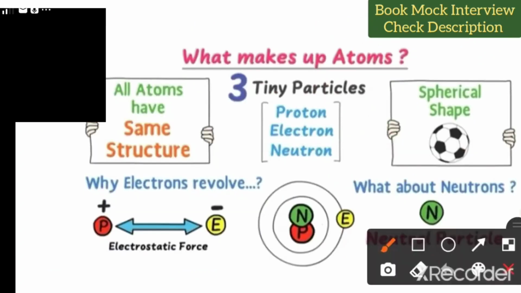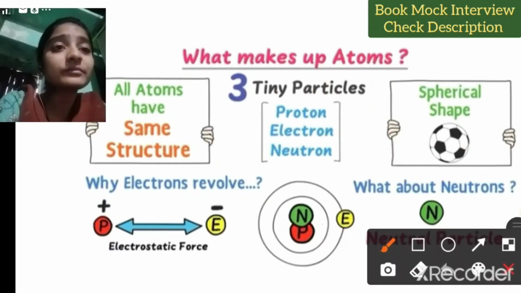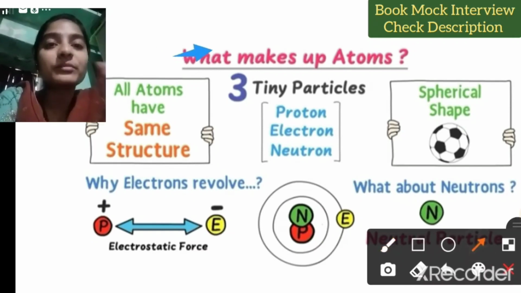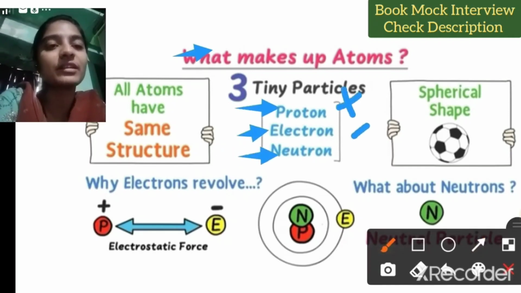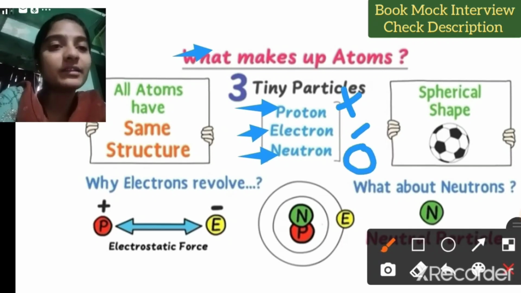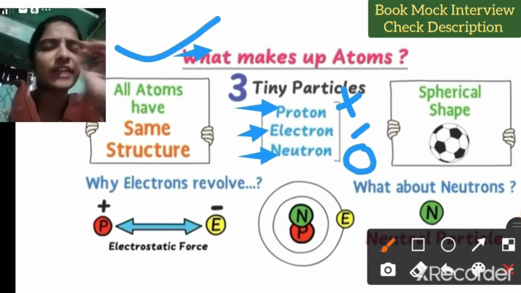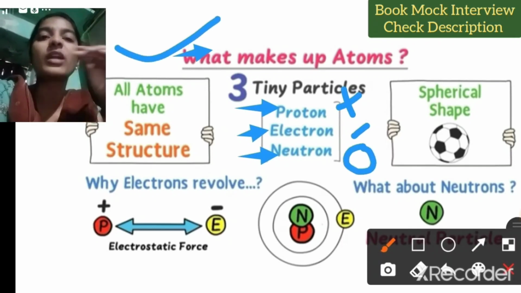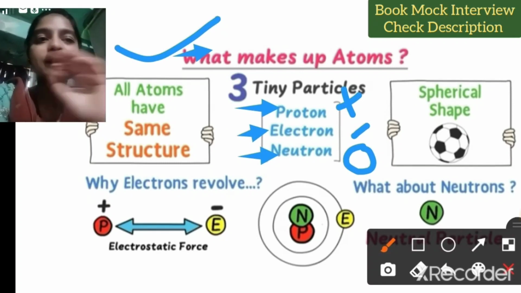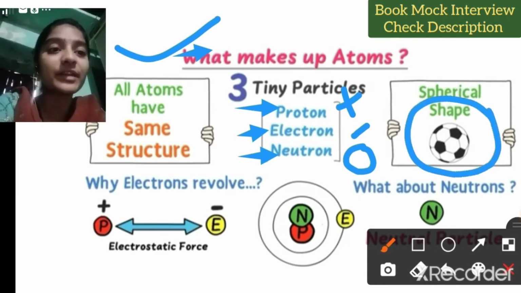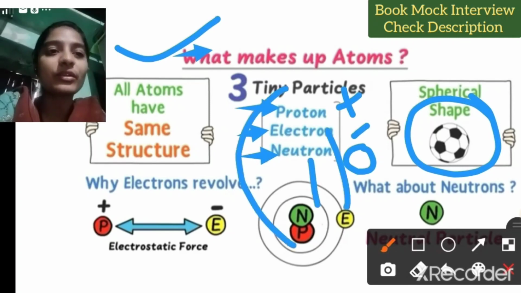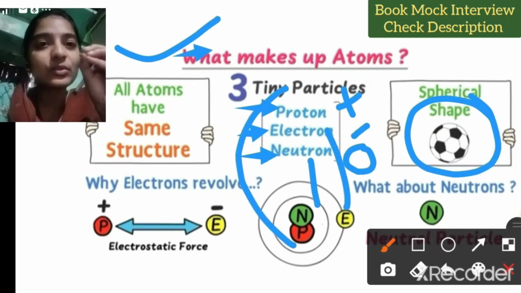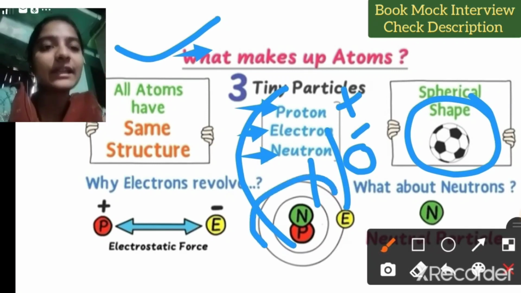Coming to a small recap of what we have studied. What makes up atoms? I told you that atoms are made up of protons, electrons and neutrons. Protons have positive charge, electrons have negative charge, neutrons have no charge. All atoms have the same structure. Whichever atom, pen, chalk piece, ball, anything you take, the structure of the atom is the same. What is the structure of the atom? Spherical. Neutrons and protons are present inside the nucleus, which is the center of the atom, and electrons keep on revolving.